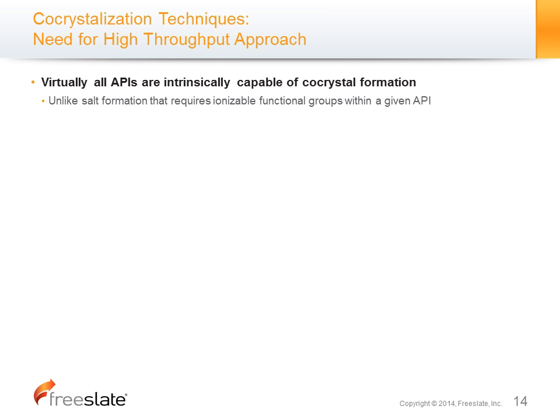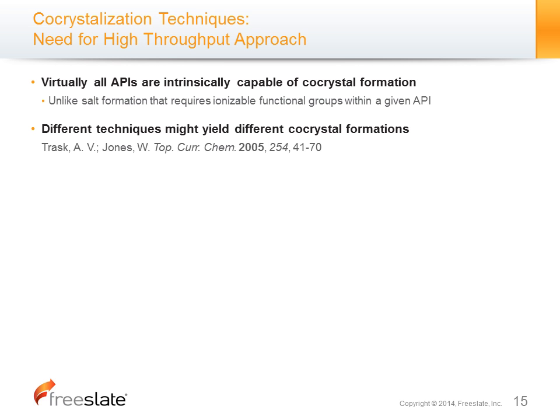So in this slide, I'm going to show you there might be a need for a high throughput approach. Imagine not all APIs are ionizable structures; they don't have acid or base moieties on them. But virtually all APIs are capable of forming co-crystals, at least potentially forming co-crystals. And a different technique within forming co-crystals actually might yield different co-crystal formations.